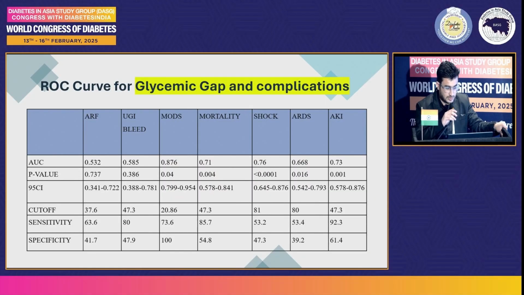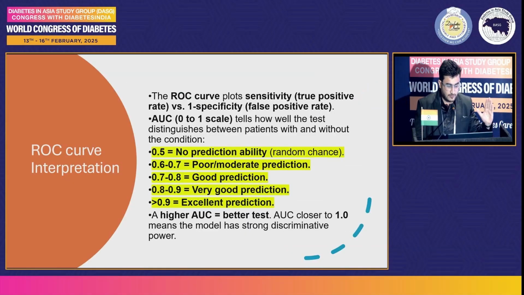We made the ROC curve for each of the following adverse events. We found that upper GI bleed and acute respiratory failure had an area under the curve of 0.5, which was a very poor predictive marker. For MODS, it was 0.87, which was a very good predictive marker. If the area under the ROC curve is more than 0.7, it is a good prediction, and if it is less than 0.7, it is a poor prediction.